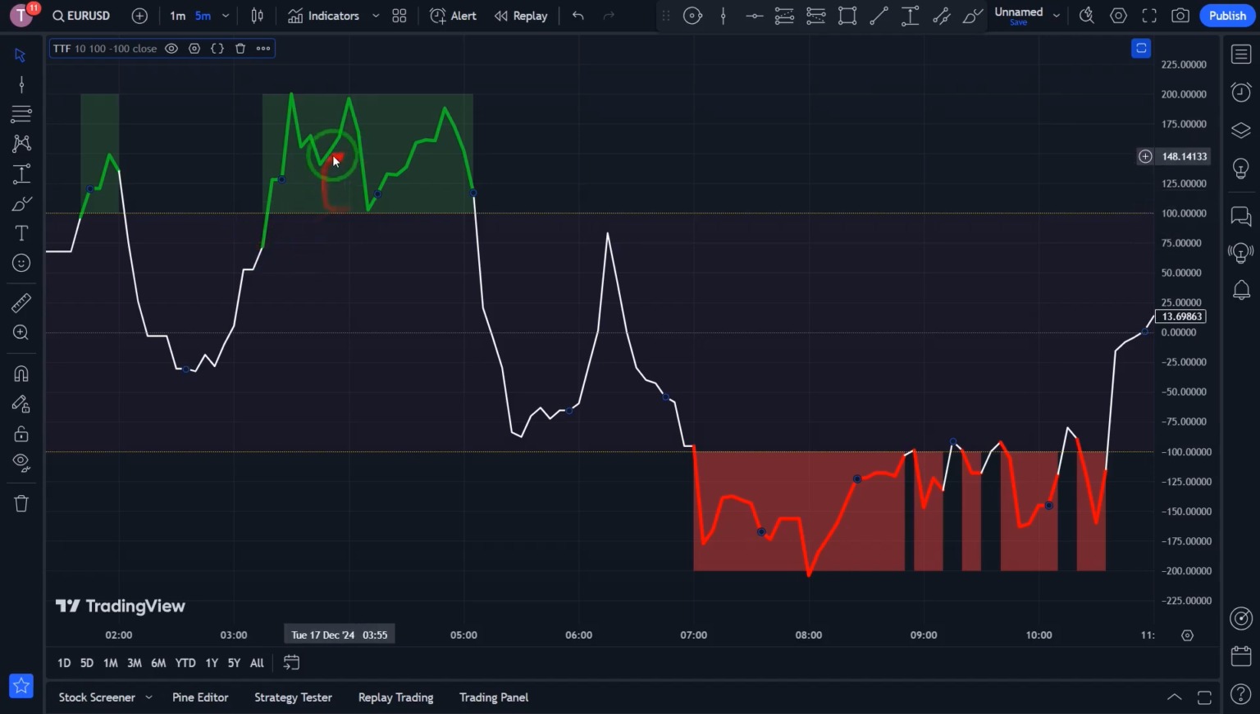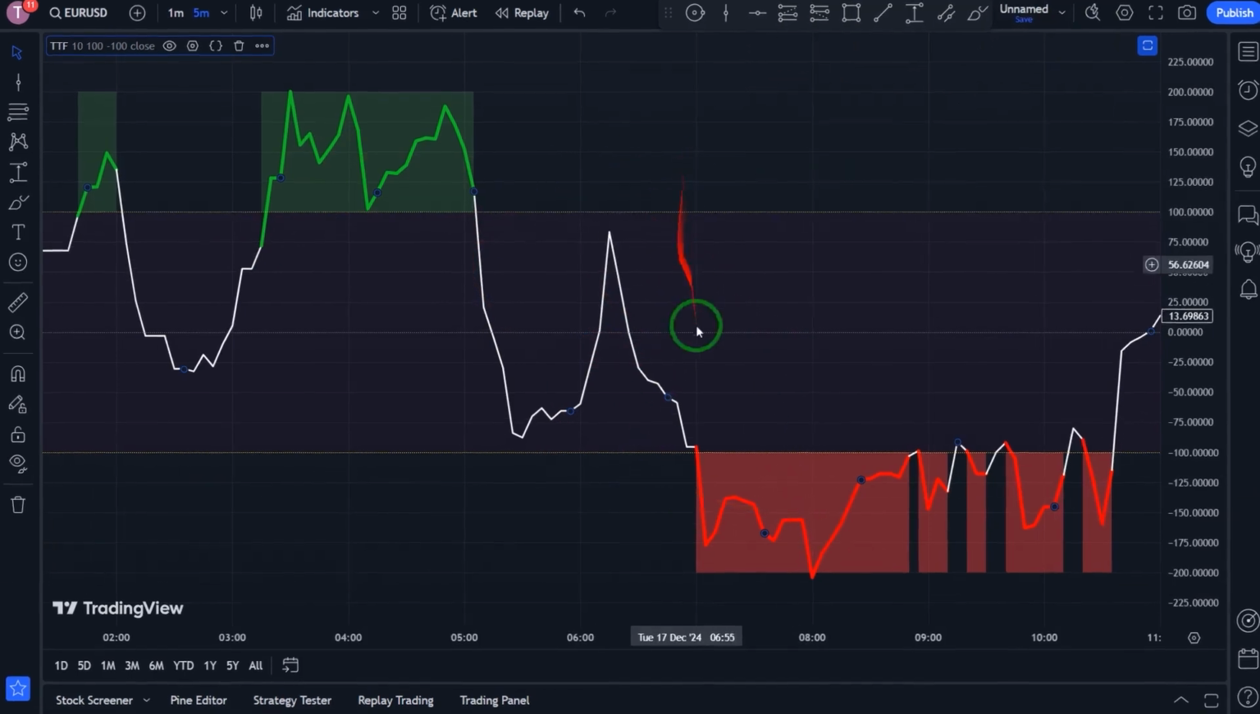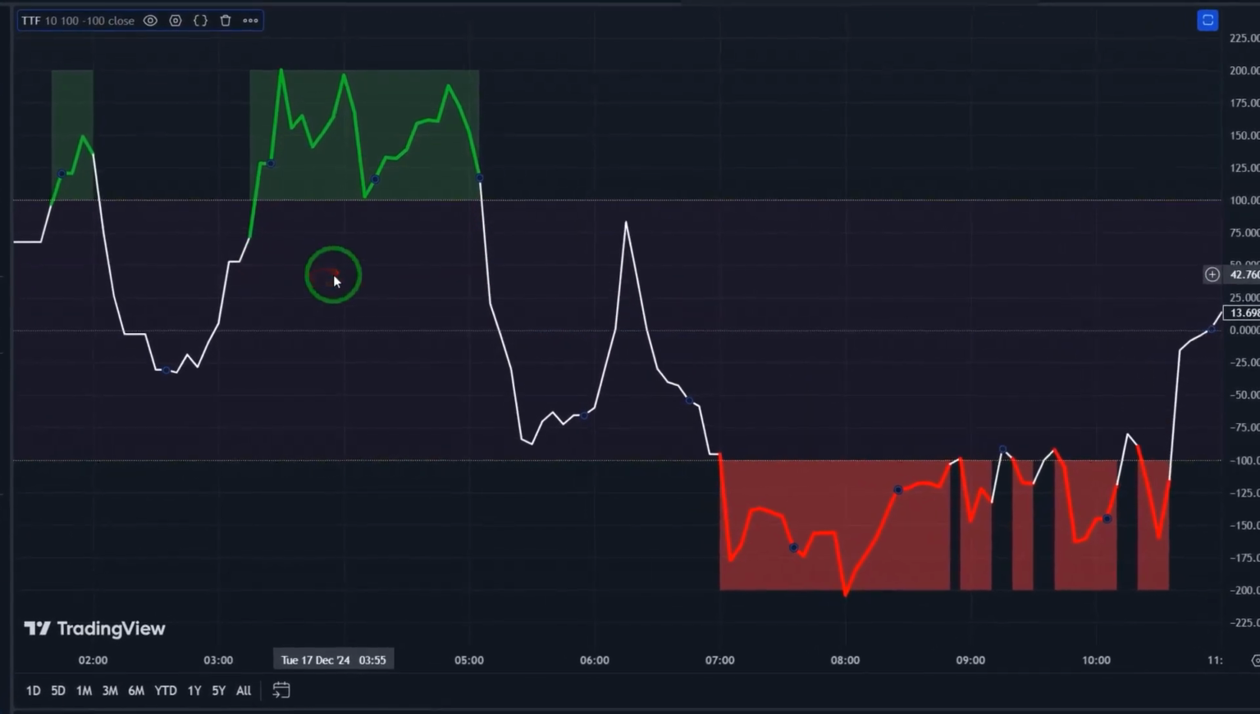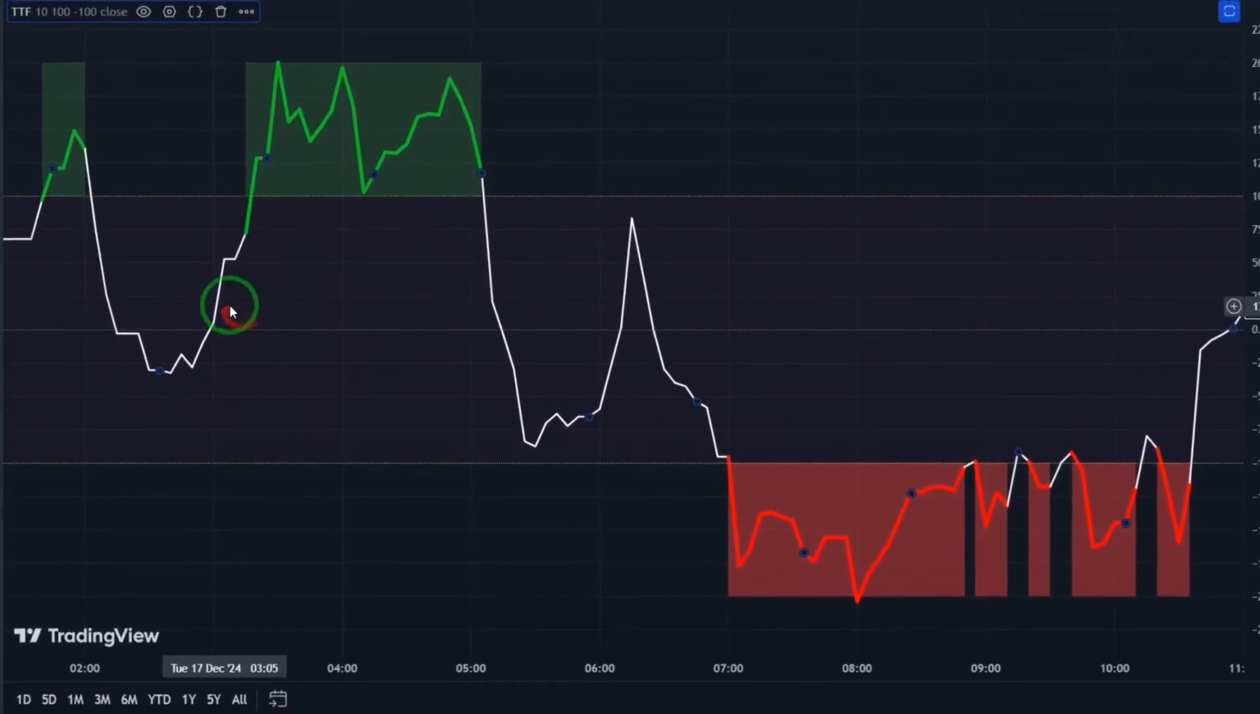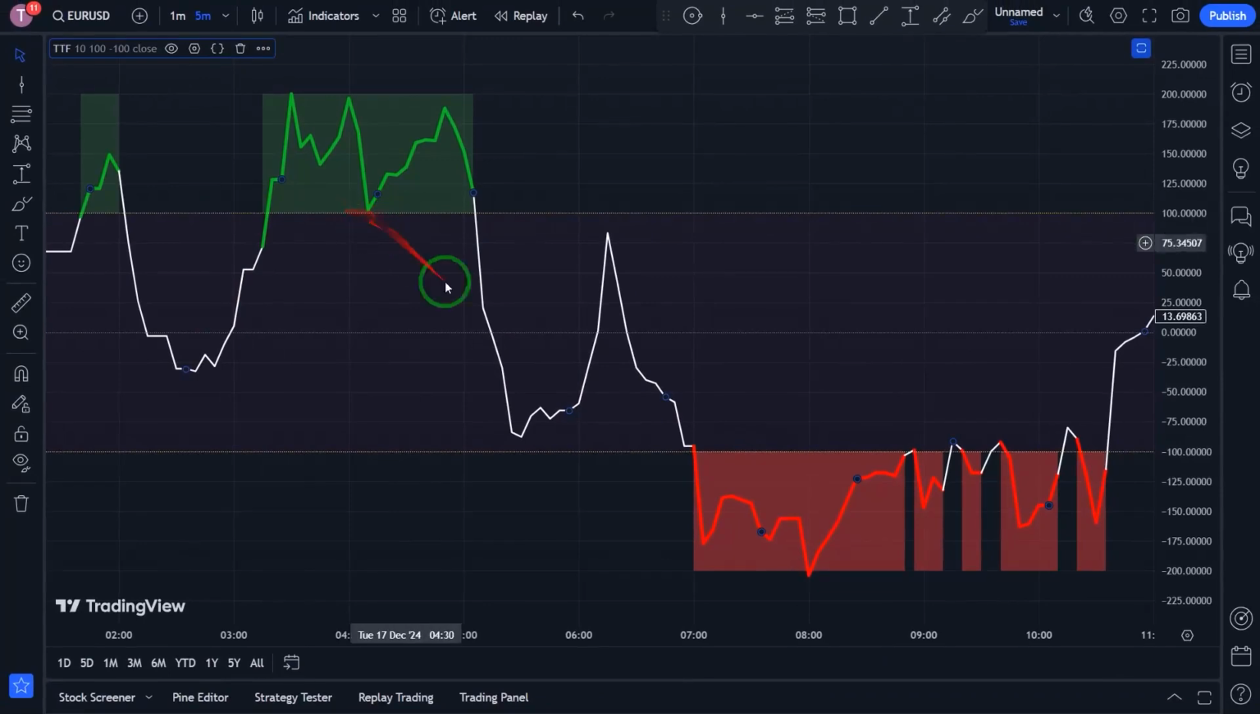As you can see, this indicator has 3 areas, and our main focus will be on these red and green areas. In fact, we use this indicator to find entry signals for trades. You might be asking, well, it doesn't show us any signals. How will we know? I'm going to tell you the solution now.